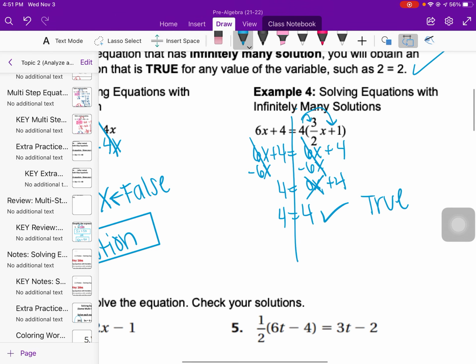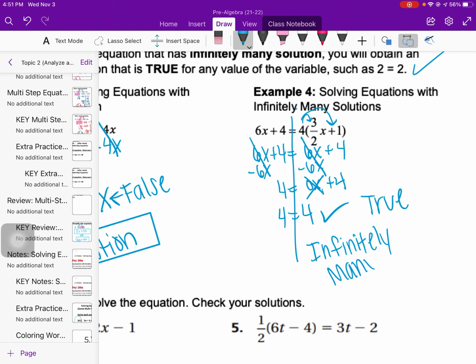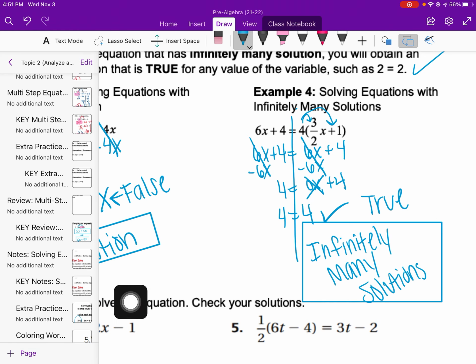So I know that this answer is infinitely many solutions. So what that means is I can plug in more than one number into the left-hand side of the equation and the right-hand side of the equation to get these equivalent.